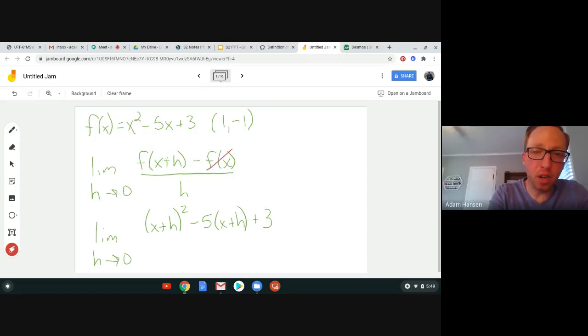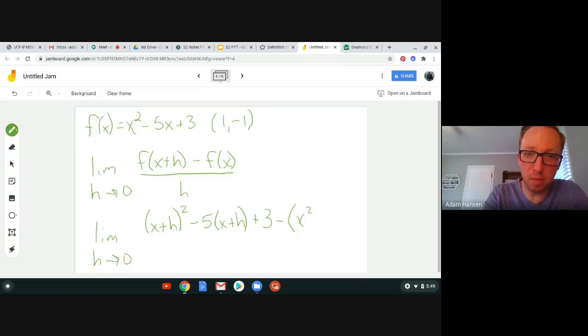Now we need to subtract off what f of x is. So we're going to subtract that entire function. Now let's put this in parentheses. Minus x squared minus 5x plus 3, all divided by h.